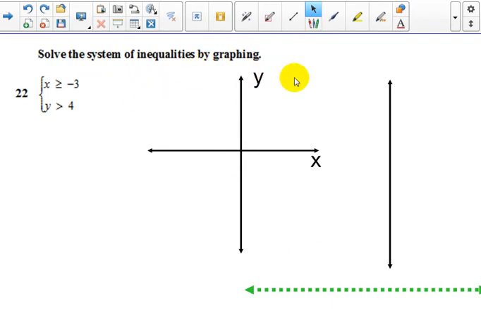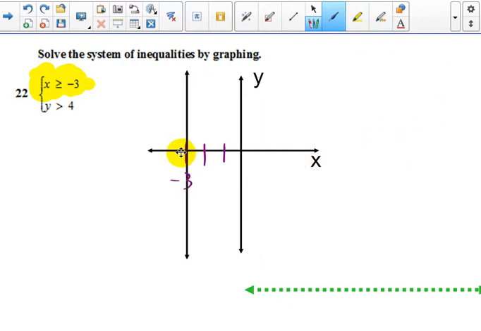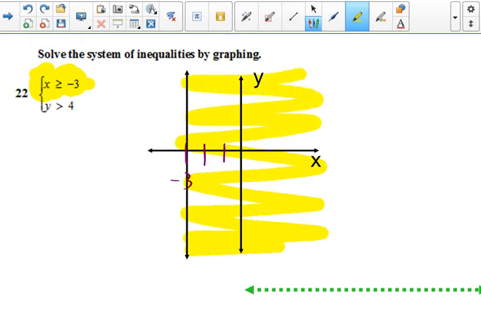22 says solve the system of inequalities by graphing. So we have two simple inequalities here. We have x is greater than or equal to -3. Because it's also equal to, we're going to make it a solid line. So what that means is go to the x-axis and put a line through it at -3. So if I have -1, -2, -3, we're going to go to this x-axis and put a solid line through it at -3. And it's greater than, so we're going to shade to the right of it. So shade, there we go.